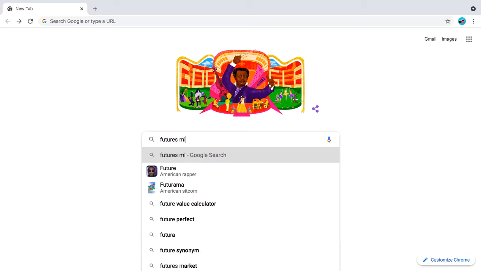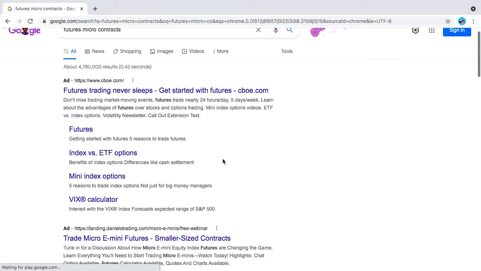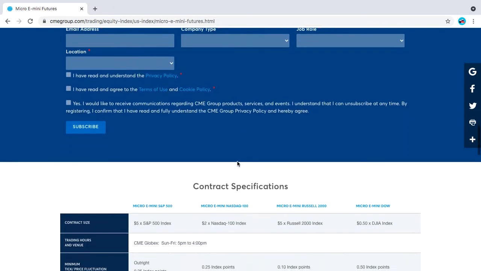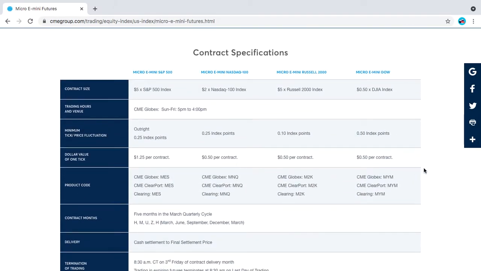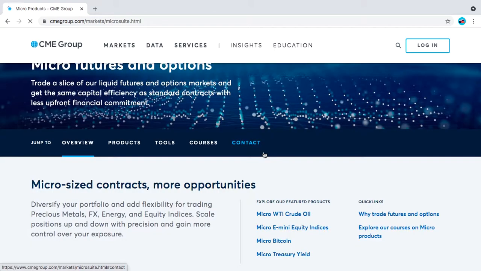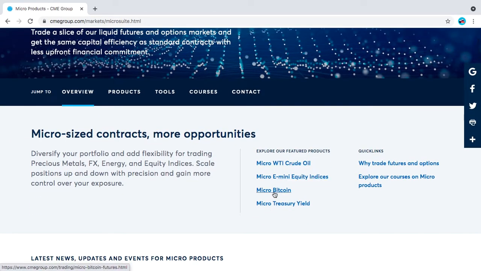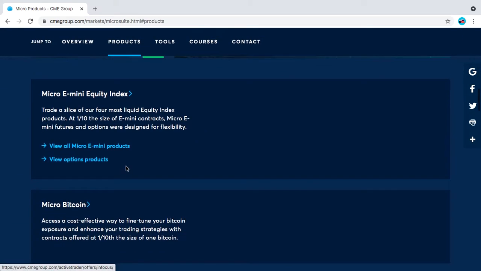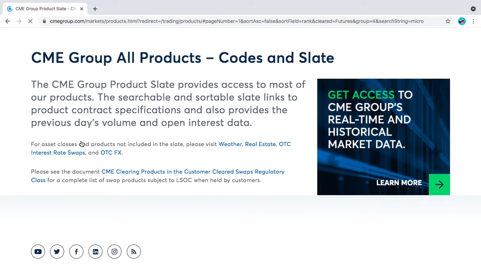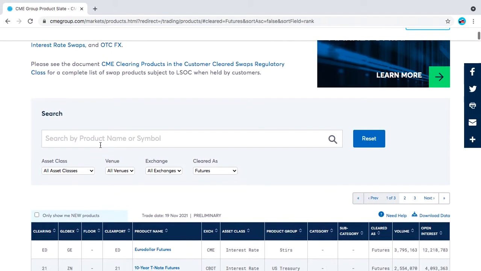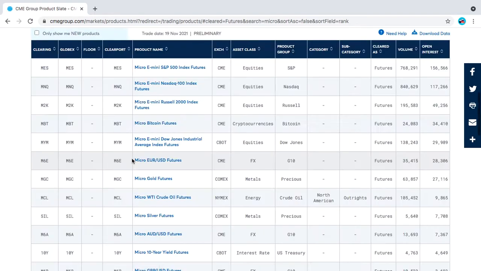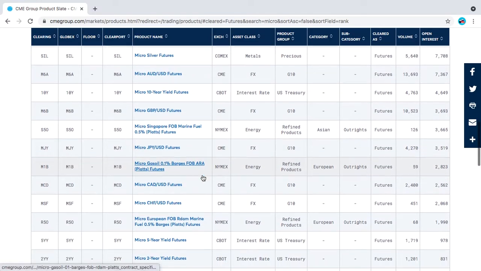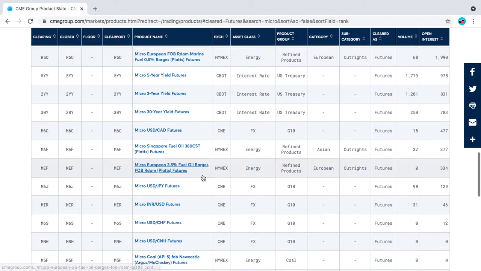If you Google futures micro contracts right here and scroll down, it'll show you the equity futures. Like the ES, there's other ones like the NASDAQ, the Russell, the E-mini Dow. You can also look at the products here. There's crude oil, the indexes, micro Bitcoin, treasury yield. And if you really wanted to look at all of the contracts, you can click on this right here, scroll down and type in micro in the search bar, and it'll literally show you all the micro contracts on the Chicago Mercantile Exchange. I'll link this in the description below with the other sites. And yeah, you can take a look at them if you like.